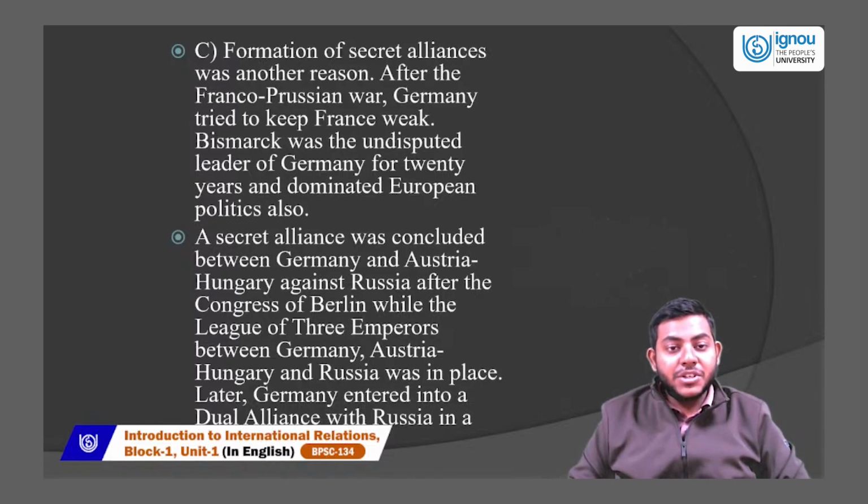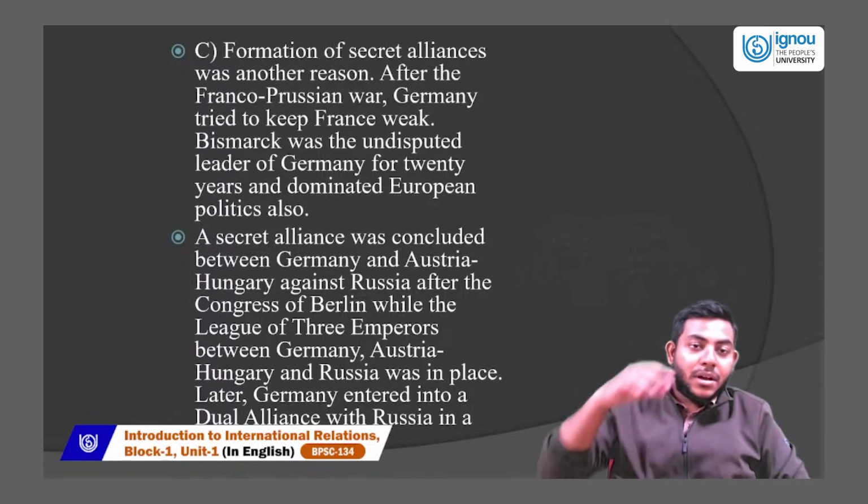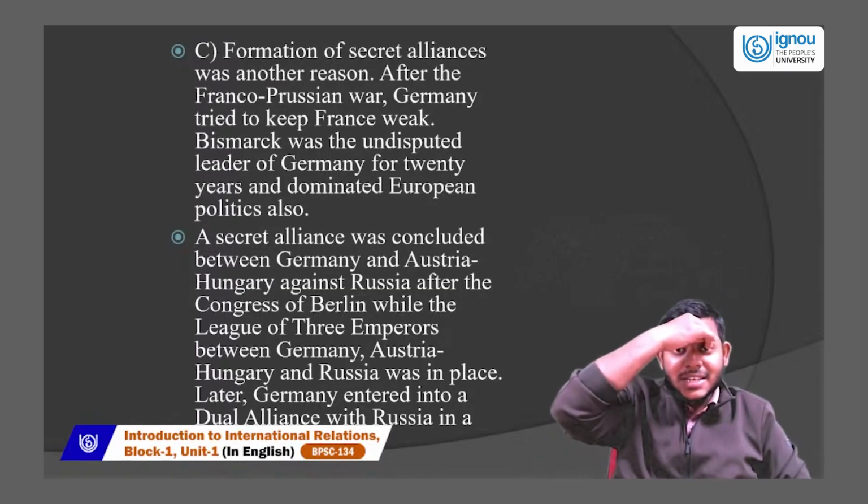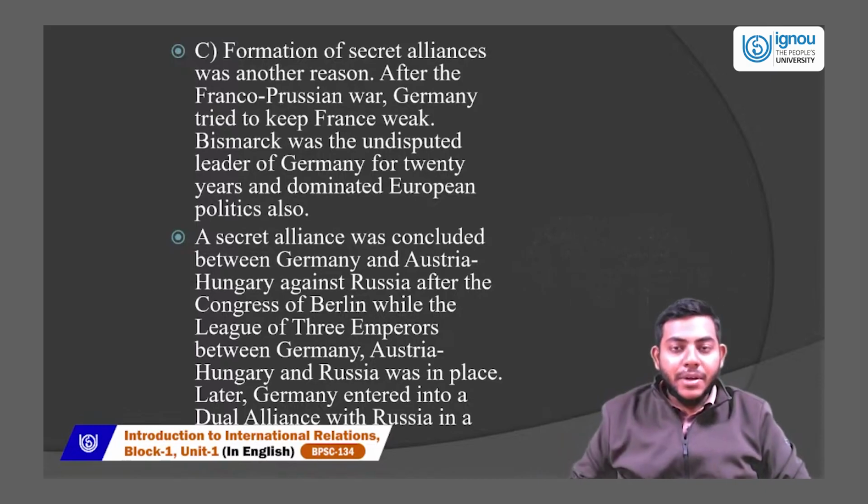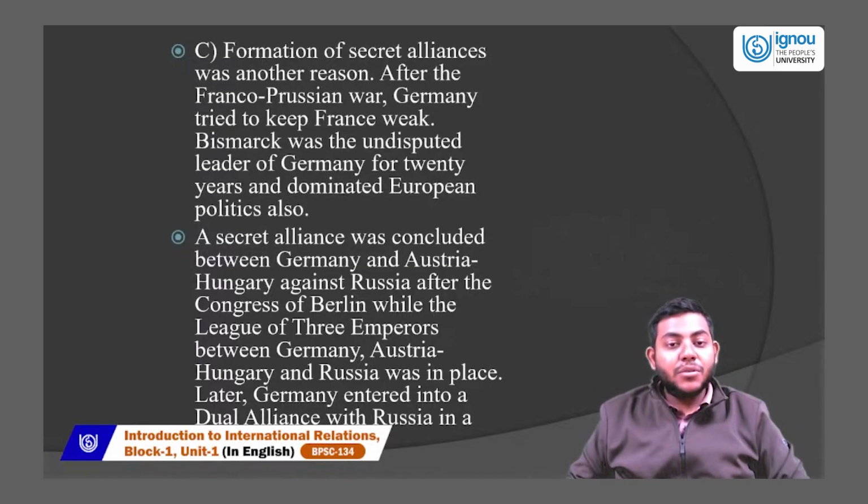After the Franco-Prussian War, which took place in the 1870s, Prussia occupied Alsace and Lorraine of France. When Bismarck was there, it was a part of his iron law to expand German territory. Germany tried to keep France weak after the Franco-Prussian War. Otto von Bismarck was the undisputed leader of Germany for 20 years and dominated European politics also.